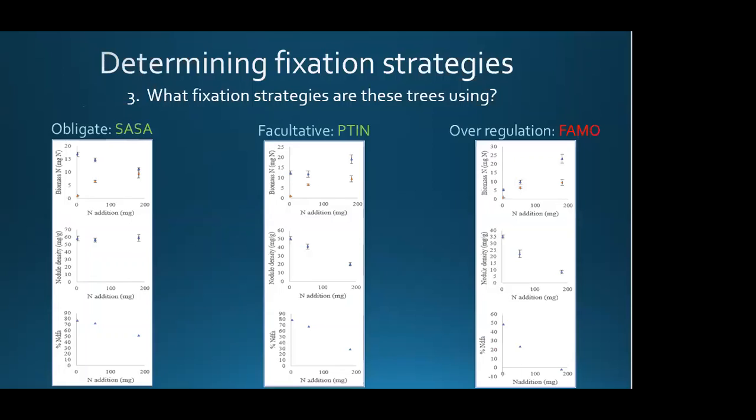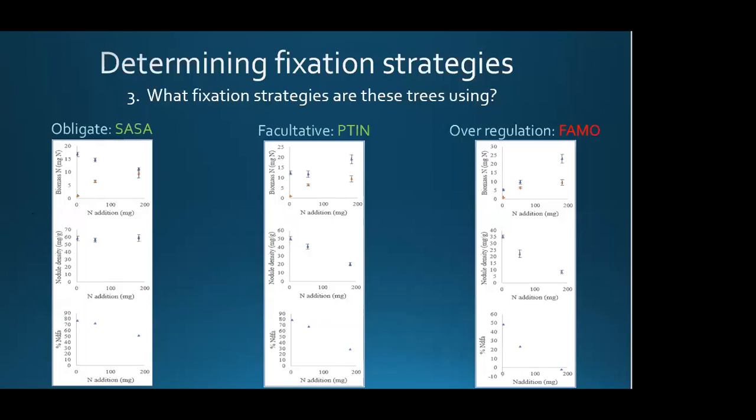To determine fixation strategies and answer my third question, I plotted nitrogen fixation traits, seen on the y-axis, against nitrogen addition, the treatments of the experiment. We have biomass nitrogen at top, nodule density in the middle, and percent NDFA at the bottom. Note the difference in scale on the y-axis. The blue triangles here represent species means for nitrogen fixing species, and the orange triangles represent the non-fixer SESI. Error bars are standard error.